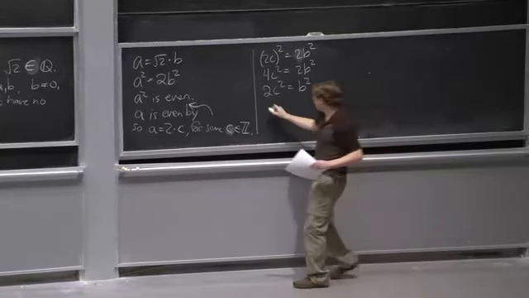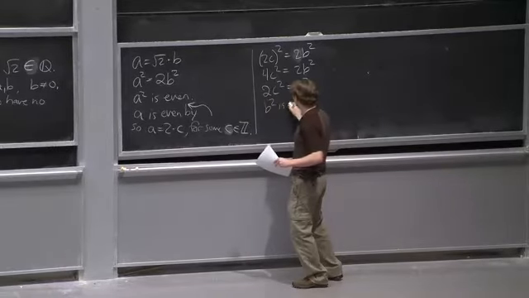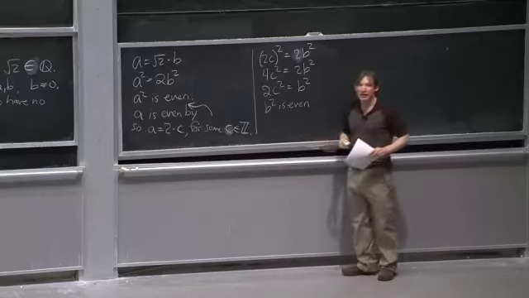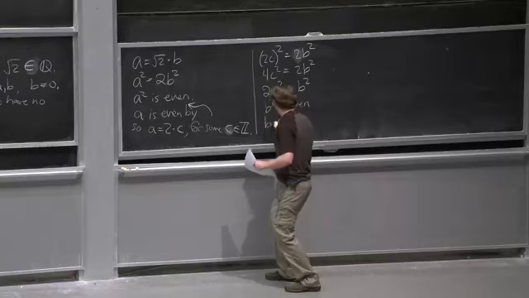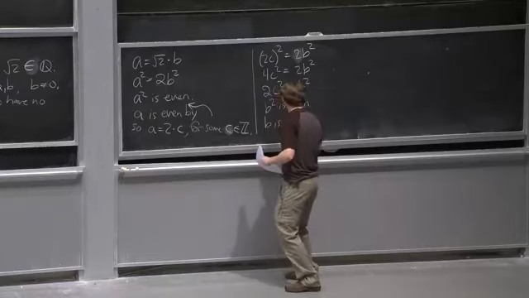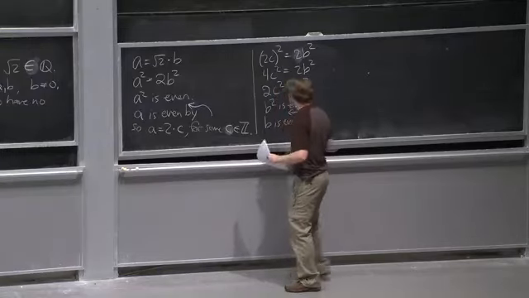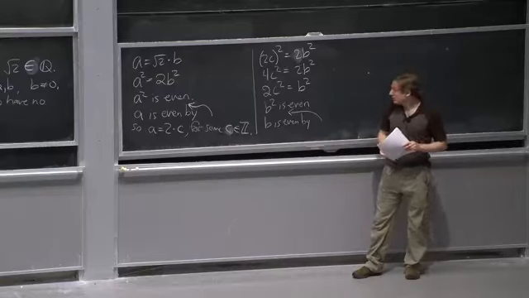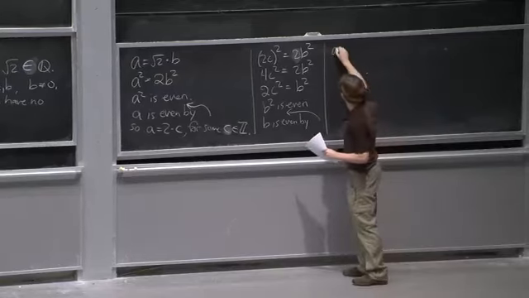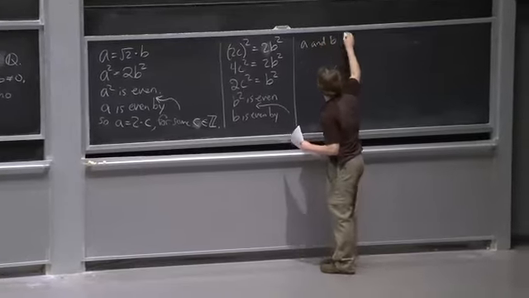But now b squared is even. And as we know, by our lemma over there again, b is now even by the same theorem. Yeah? OK, so a and b are now both even.